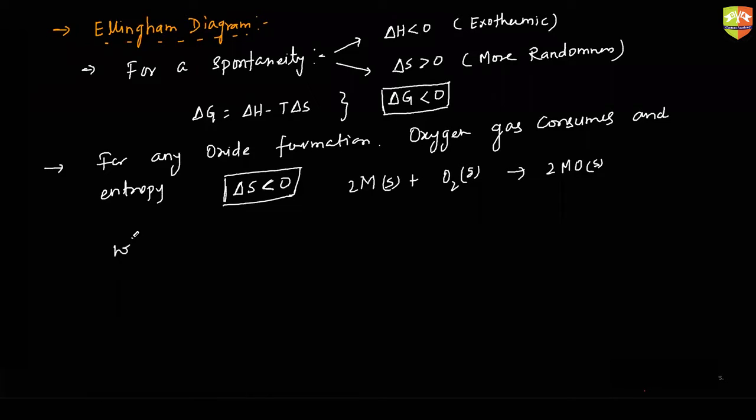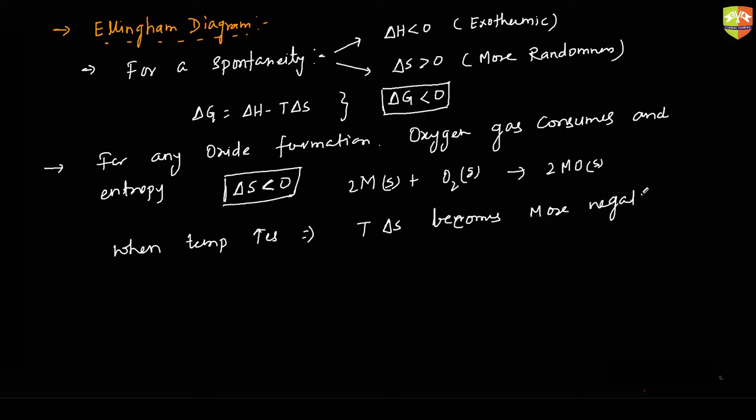So when temperature increases, you see here, when temperature increases, then what happens? T delta S becomes more negative, yes or no? Becomes more negative, right? Because delta S is decreasing. T increases, T delta S becomes more negative, hence delta G what? Delta G increases with increase in temperature. All of you understood this. If T delta S is more negative, right, then this T delta S minus sign we already have, this becomes plus and delta G increases. That's what I wrote here.